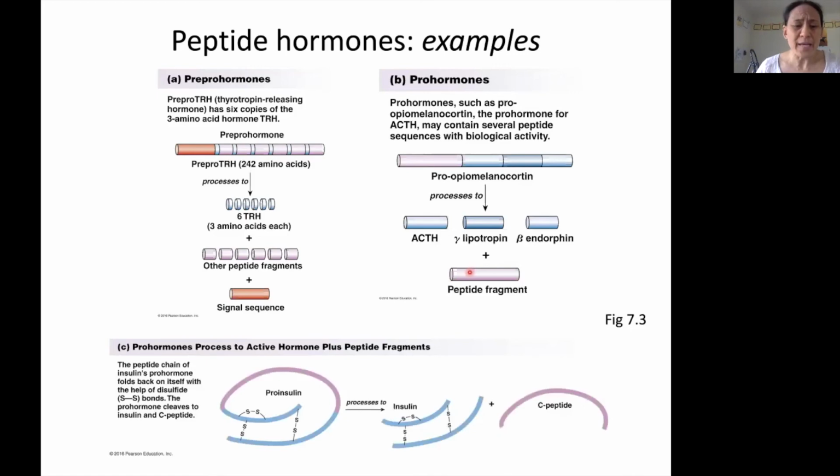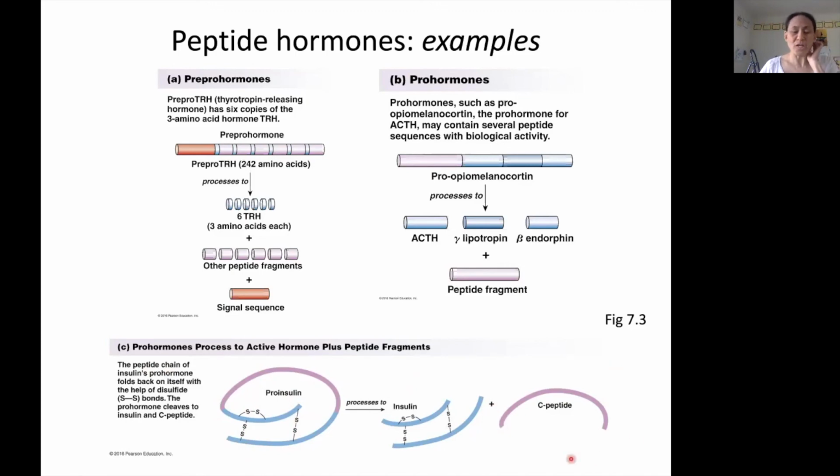Our final example here is insulin, okay? So what we're looking at here is proinsulin, right? So we had our polypeptide chain, which actually, in this case, folds on itself and is held together by disulfide bridges, which you may or may not remember from your bio classes, right? So it's held together by these disulfide bridges. After it goes through processing, we end up with functional insulin and this non-functional peptide called C-peptide.